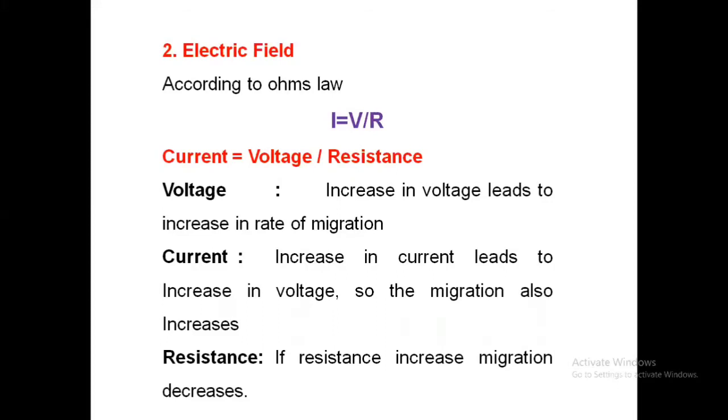Simply remember this formula, Ohm's law: I equals V by R, that is current equals voltage divided by resistance. Both current and voltage are directly proportional to your migration rate, but resistance is inversely proportional to your migration rate. So that is about the second factor, which is electrical field.